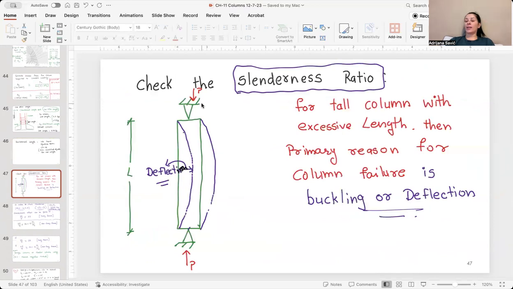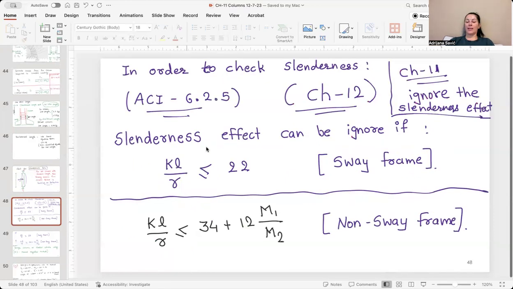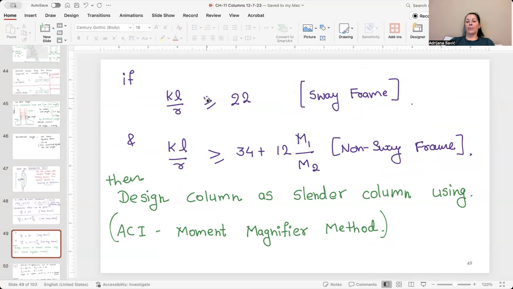And we need to check in this case if we have a tall column with excessive length. We need to check the slenderness ratio, because in the majority of cases we will have buckling or deflection. So to avoid buckling, we need to see the slenderness effect, and this one can be ignored if we have K times L over r less than or equal to 22, that is for a sway frame, and if we have KL over r less than or equal to 34 plus 12 M1 over M2 for a non-sway frame. So if KL over r is higher than 22, that means we need to design the column as a slender column. r here is the radius of gyration. That is something which you covered in strength of materials, and that is the square root of moment of inertia over area.